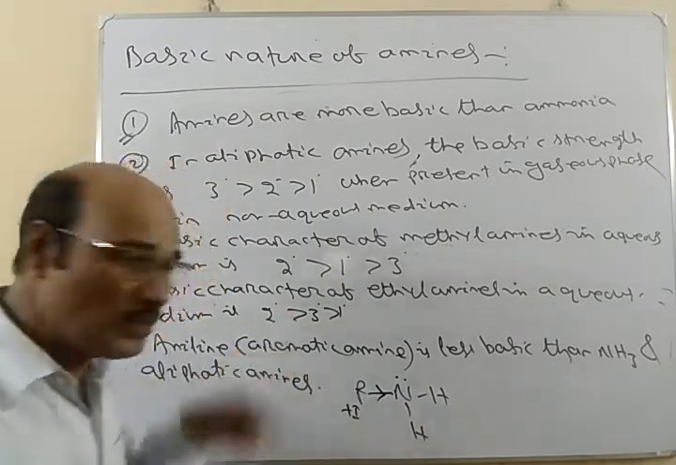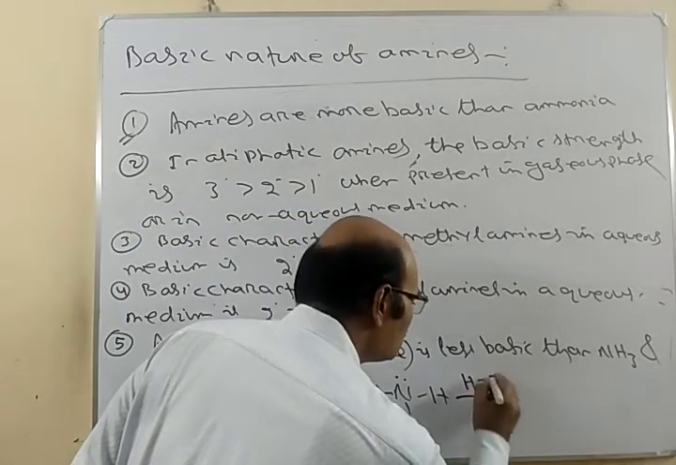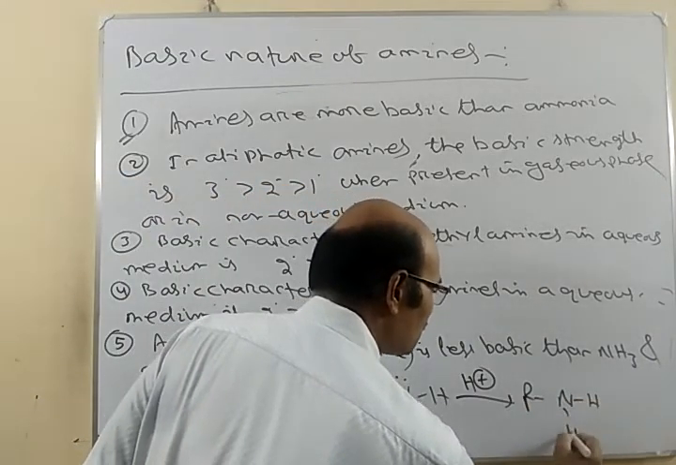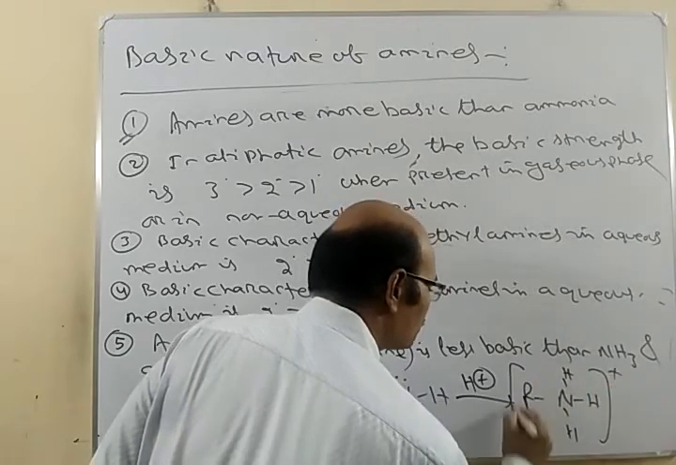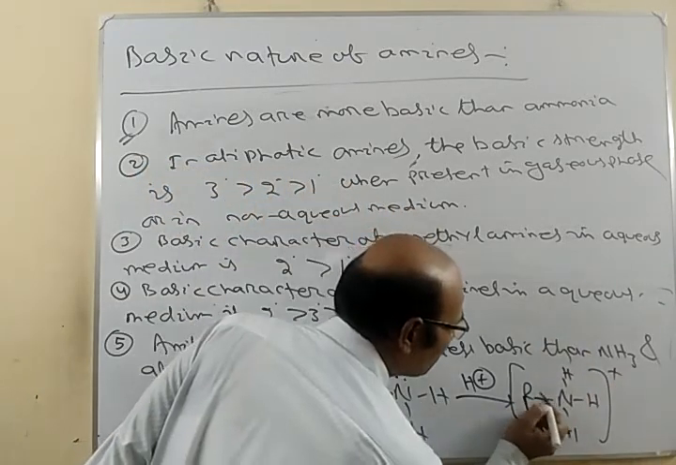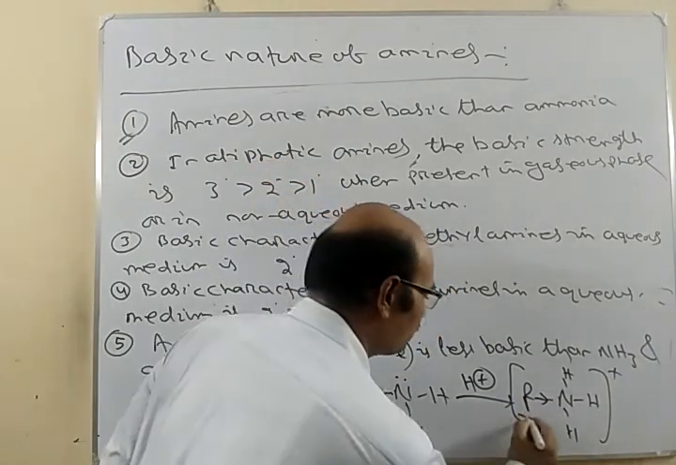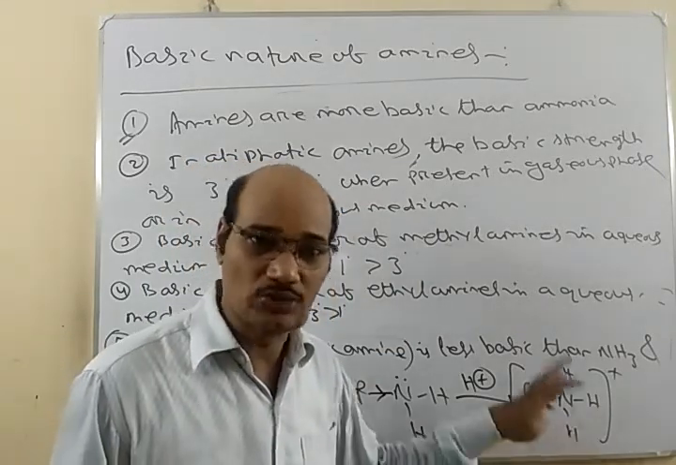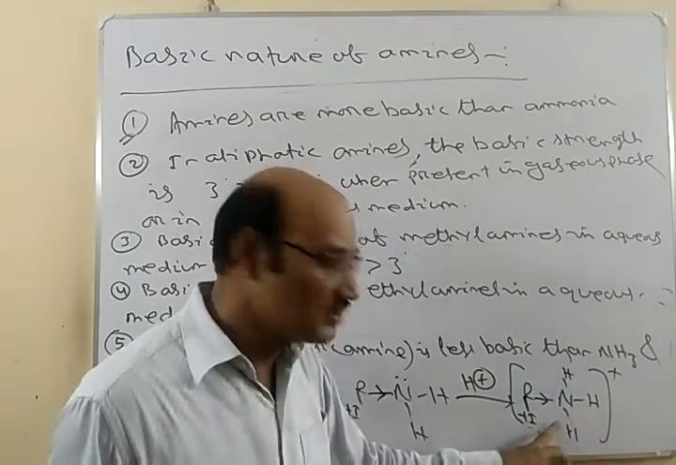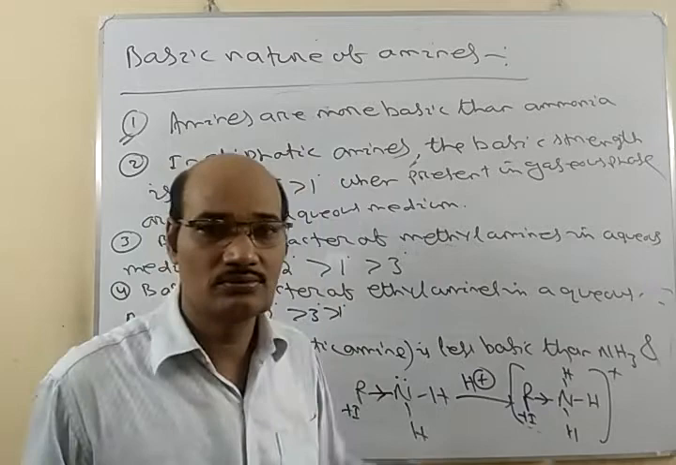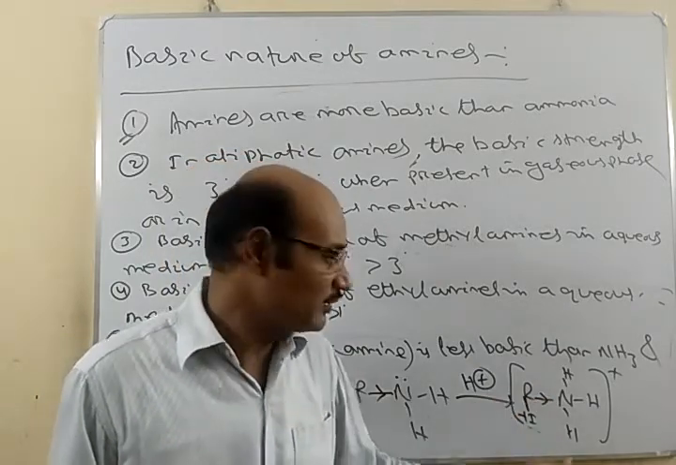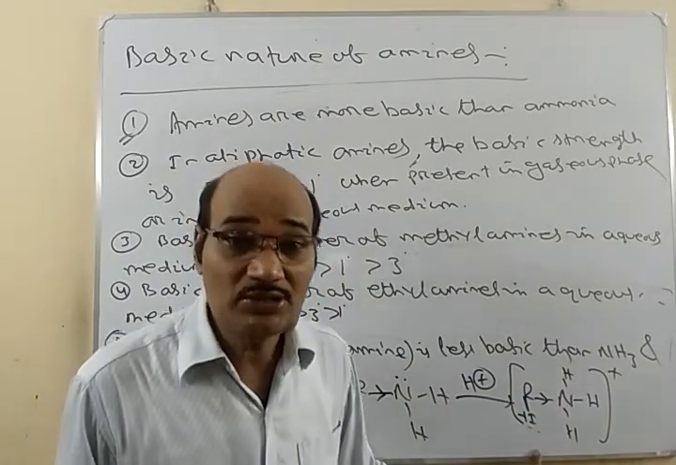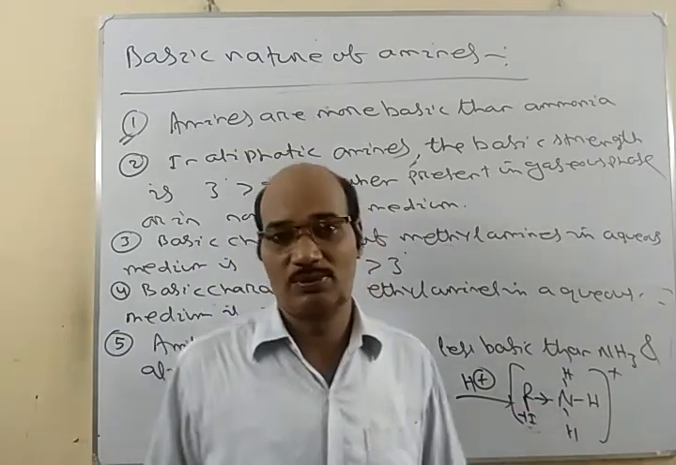Number two, when this combines with a proton, we will get RNH3 plus. Because R is again a plus I group, it will release electrons to the nitrogen atom, so that the positive charge on this nitrogen atom will be dispersed. The positive charge on this species can be dispersed with the help of the plus I groups, and dispersion of the positive charge makes the cation more stable.